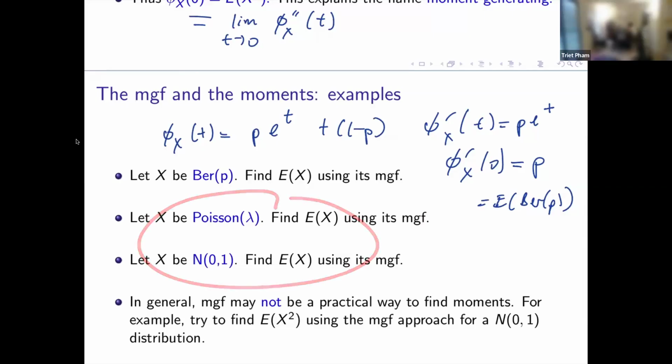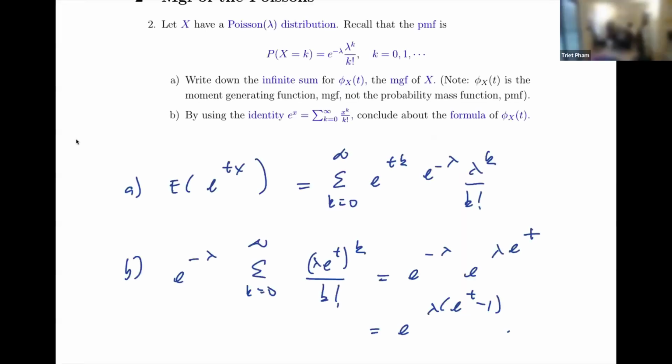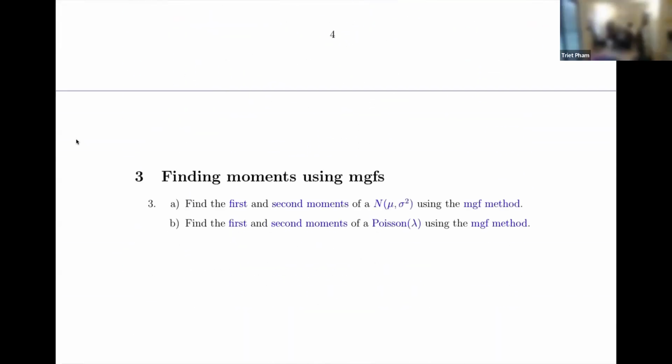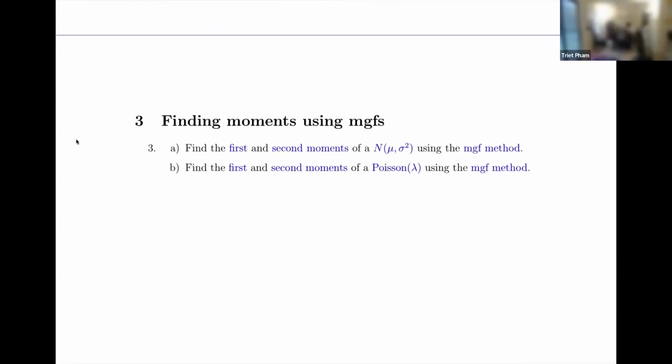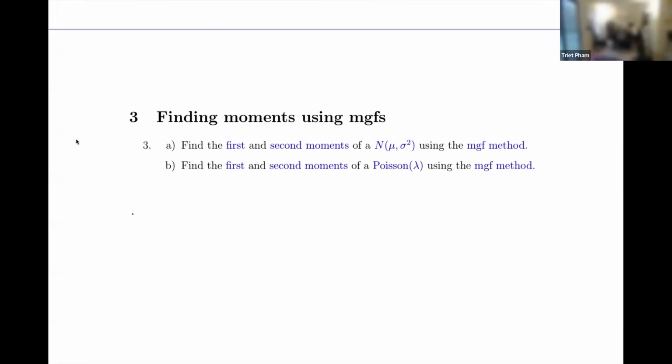Now for these two questions, that would be the next one. Find the first and second moment of the normal, and find the first and second moment of the Poisson using the moment generating functions. First of all, the answers are known. This is not something that we don't know or need to find, but we just use the technique to verify that it works. So what are the first and second moments of the normal?